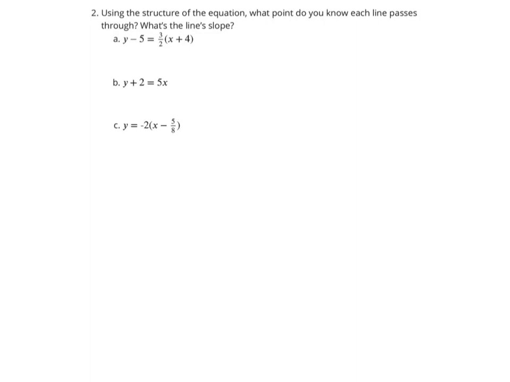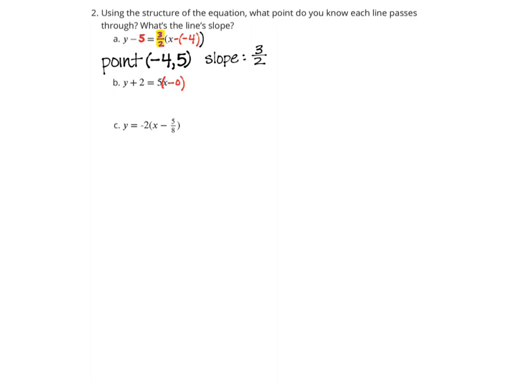Okay, the answers to these are: A, we've got the point, I had to change this. It said x plus 4, but I needed to change that into subtraction. So when it said plus, I'm going to subtract a negative. So now I recognize that my point is negative 4, 5. And the slope is what's in front of the group of x, and that's 3/2, and so that's my slope.